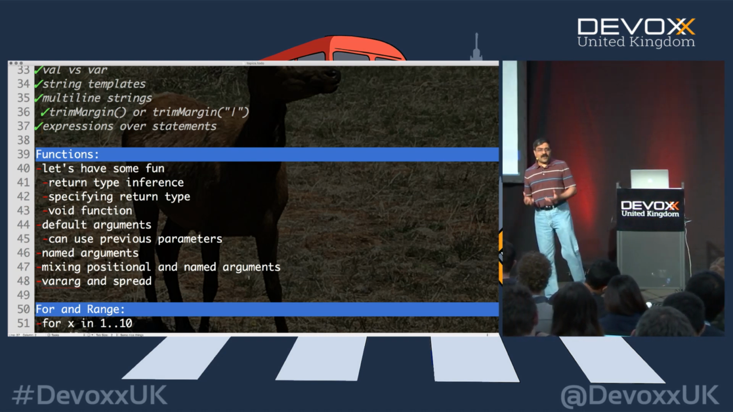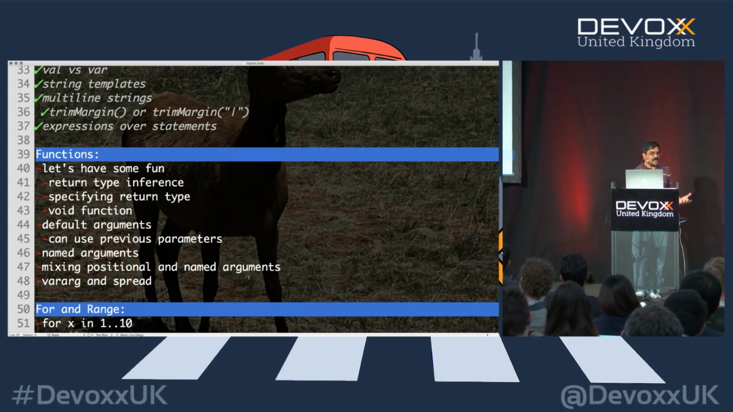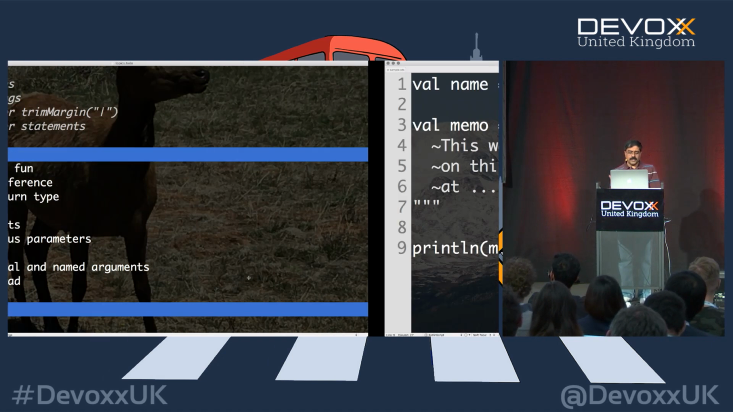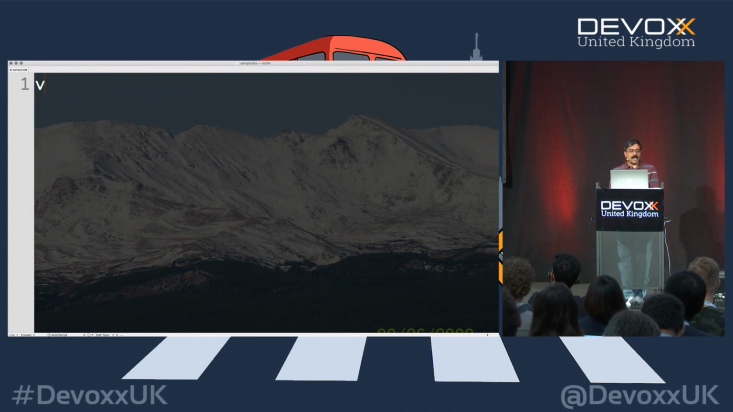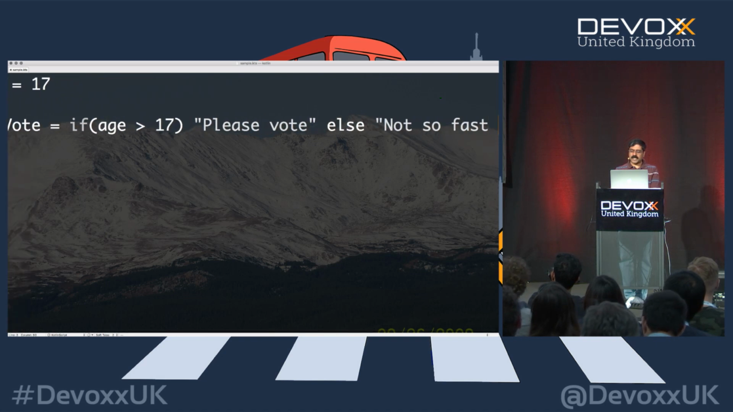Well, a truly functional programming language has no statements at all. Everything is an expression. Well, why should we call it an if statement? Why can't if be an expression? Well, sure enough, notice here, I say age is equal to 17. Now I say canVote is equal to, I'm going to say if age is greater than 17, I'm going to say please vote. Otherwise, else, we will say not so fast kid.